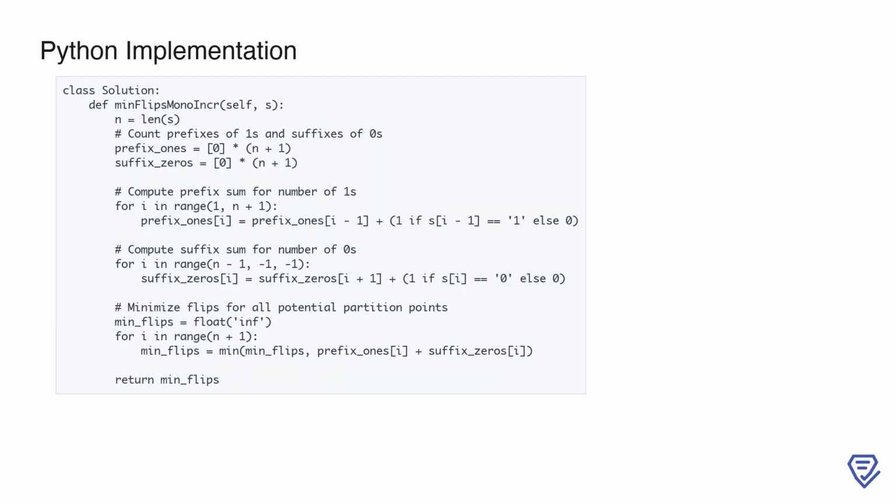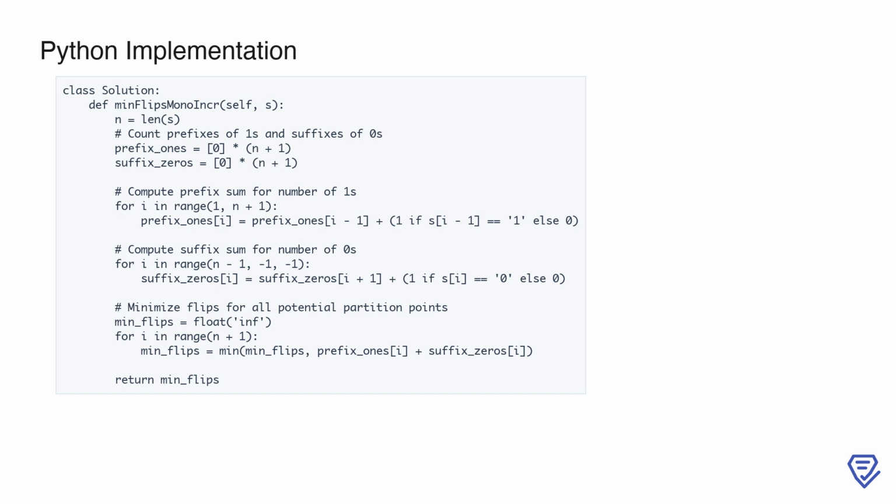This Python solution to LeetCode problem number 926, Flip String to Monotone Increasing, calculates the minimum number of flips required to make a binary string monotone increasing. The approach uses prefix and suffix arrays to efficiently compute the solution. First, we calculate prefix_ones, where prefix_ones[i] contains the number of ones in the string from the start up to index i-1. This allows us to quickly determine how many ones need to be flipped before a certain partition point.